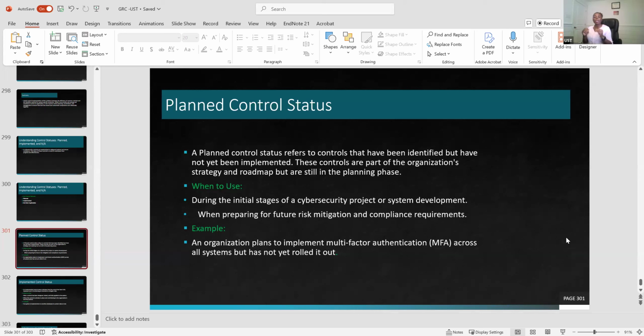And that's why I say use it during the initial stages of a cybersecurity project or system development, when preparing for future risk mitigation and compliance requirements. So during that initial phase, we have to do it. For example, say an organization plans to implement multi-factor authentication across all systems, but has not yet rolled it out. So that is something that they have on their queue, on their radar, that they'll have to implement. But because they've not yet rolled it out, the status is put as planned. But the fact that you put it as planned, again, you need to have a time frame as to when these controls will be implemented.